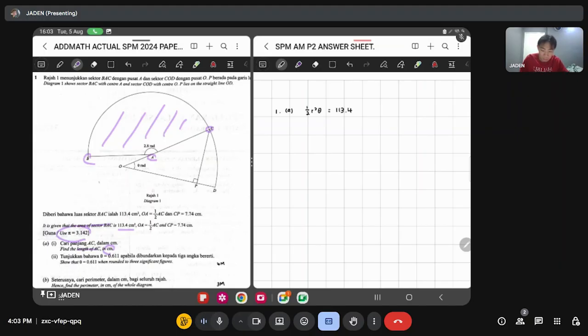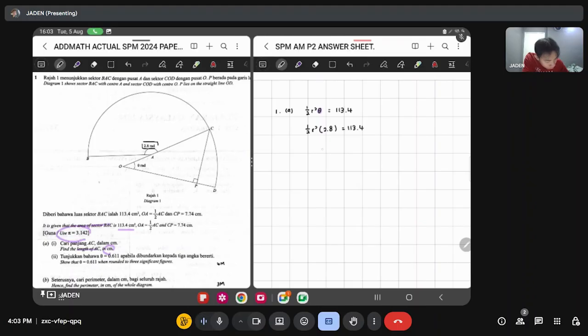At the same time, we want to fill in the theta over here, because obviously we are not given the radius in this diagram. There is no radius given here. To get the theta, it is actually given straight away in the question itself, 2.8. So 1/2 r squared, fill in the theta, 2.8 in radian, and then equal it to 113.4.